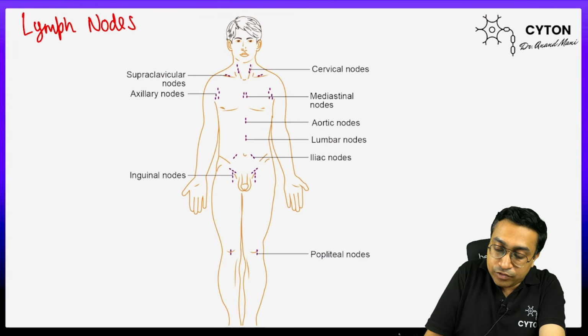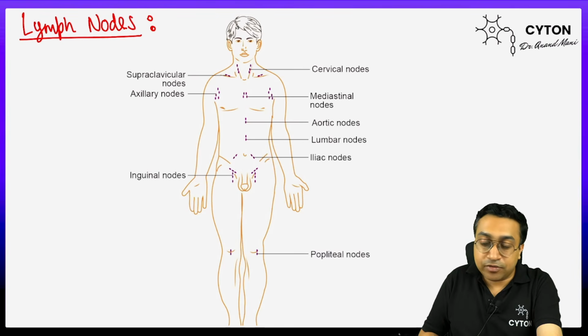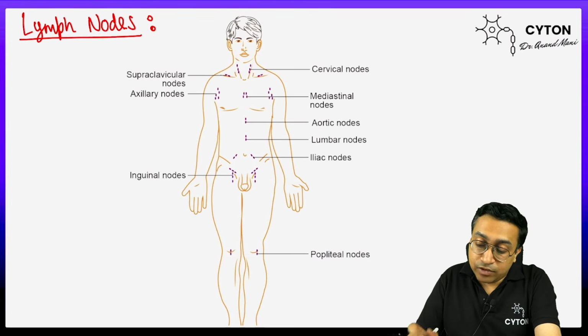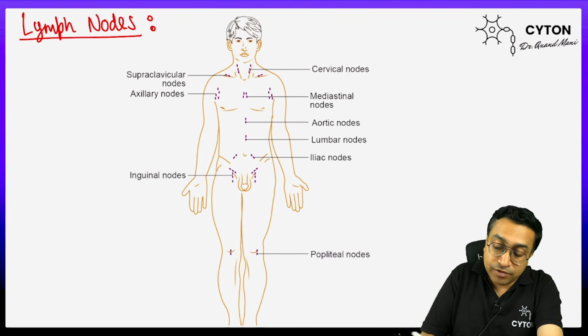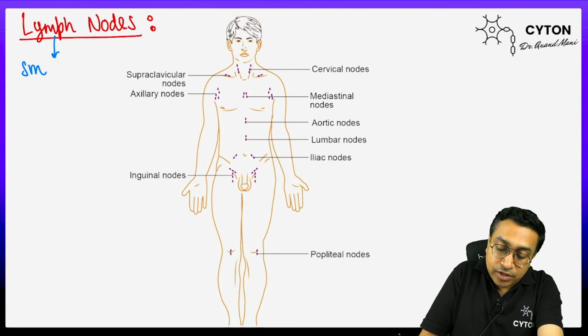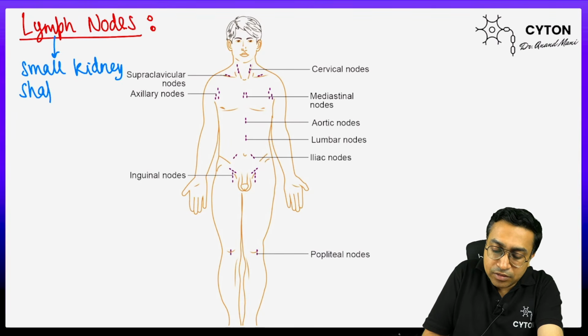And lymph nodes will be something which you will keep on hearing throughout the year at multiple places in the body. So what is a lymph node? It is a kidney shaped structure that filters the lymph. It's a small kidney, or I can say bean shaped structure, which filters the lymph.